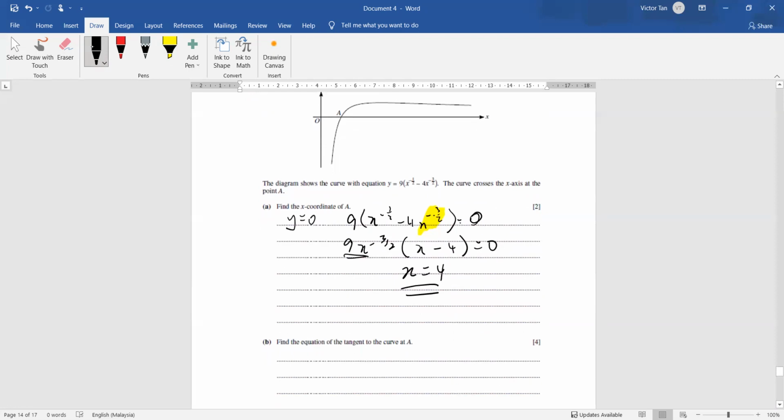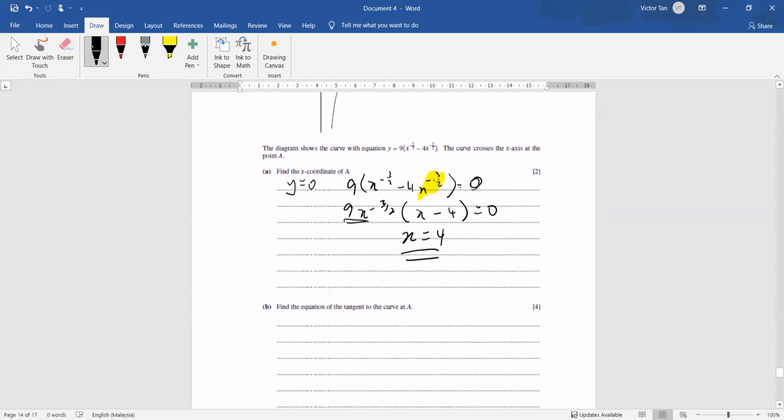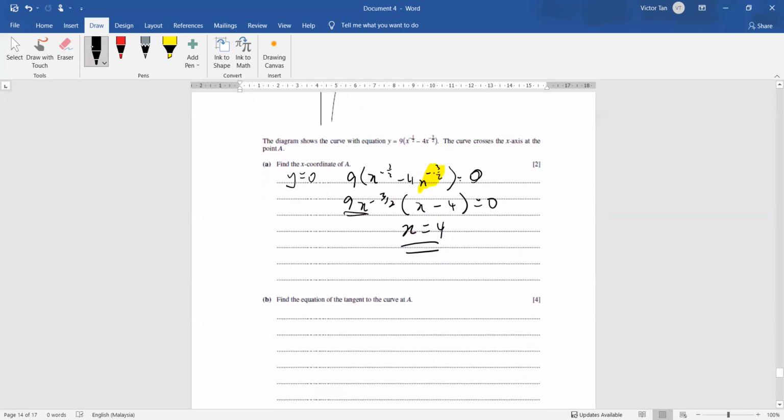And the equation of the tangent to the curve at A. So here you got to differentiate to find the gradient at A. 9 times half x to the minus 3 over 2, plus 4 times 3 over 2 is 6, x to the minus 5 over 2. x is 4. dy over dx equals 9.